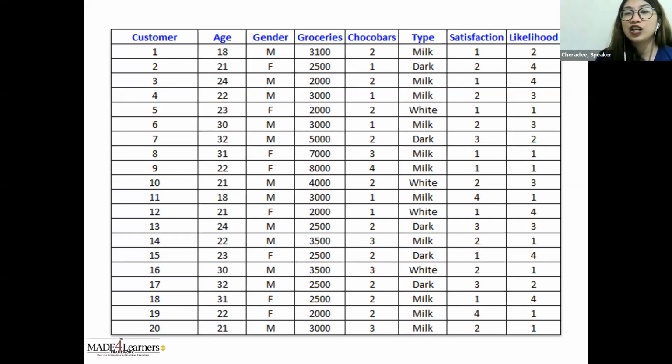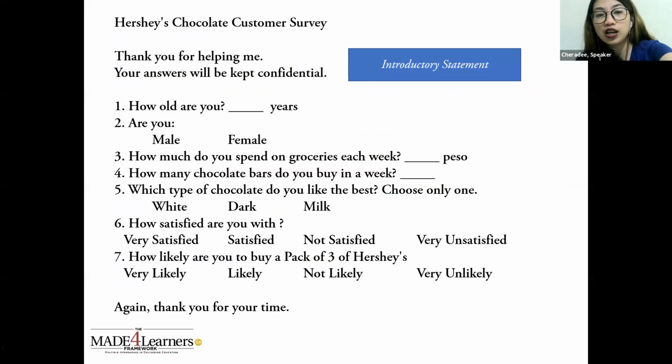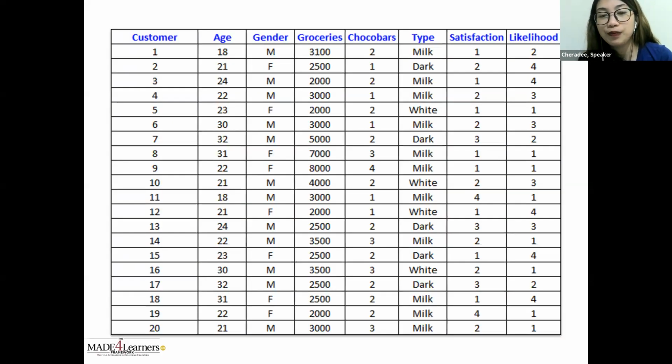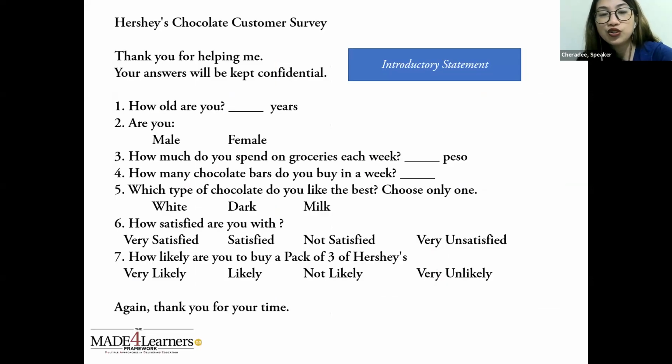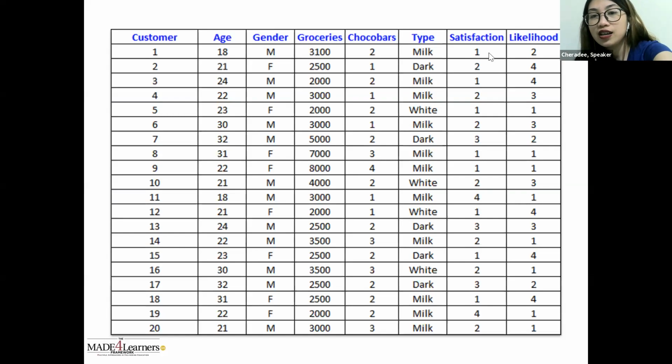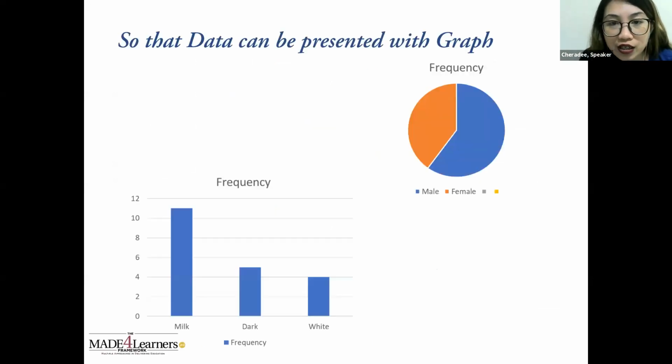Now, what did you notice with satisfaction and likelihood? In the questionnaire, these are categorical data, right? Satisfied, not satisfied, very satisfied. It's categorical, it's a nominal data. But in your results, you actually place numbers. You used very satisfied as 1, satisfied as 2, not satisfied as 3, and very unsatisfied as 4. So meaning to say, you have categorization already in the satisfaction level, so that you can average.